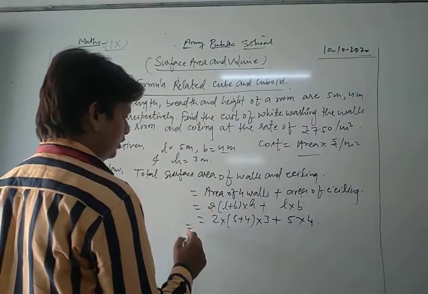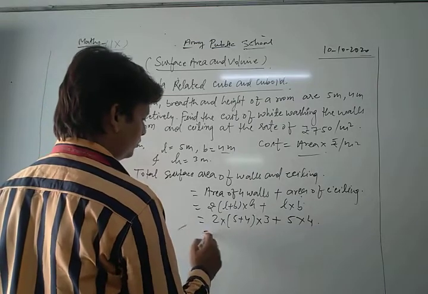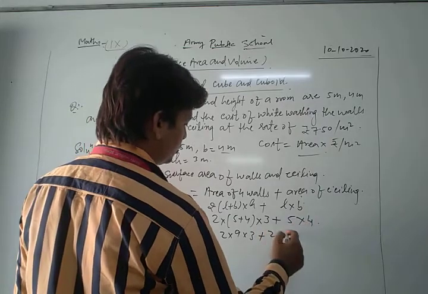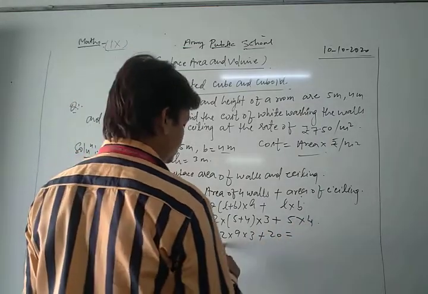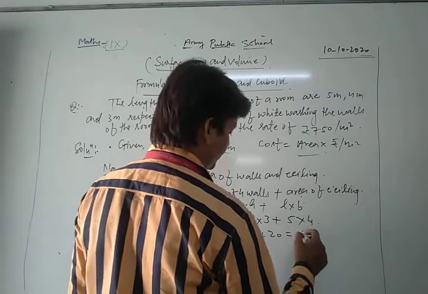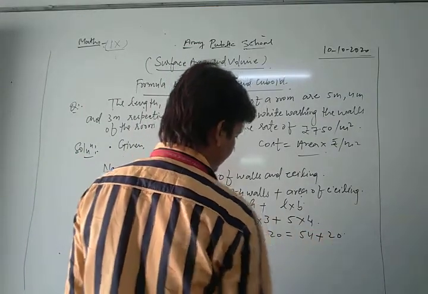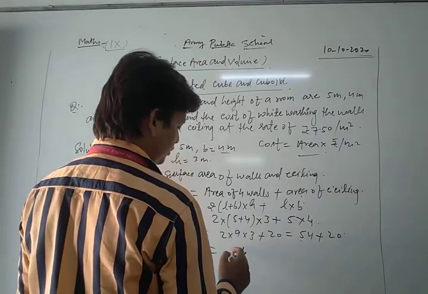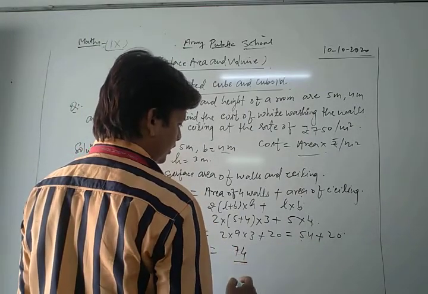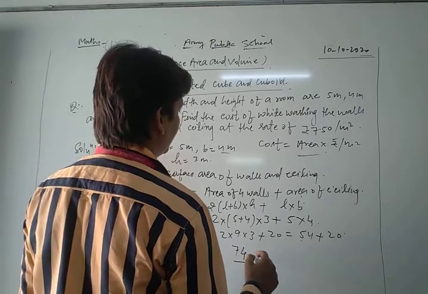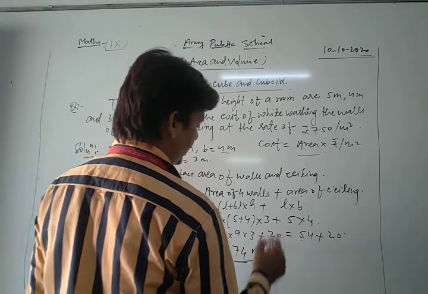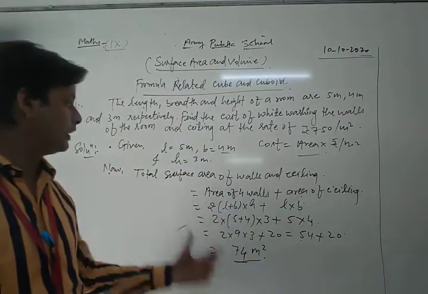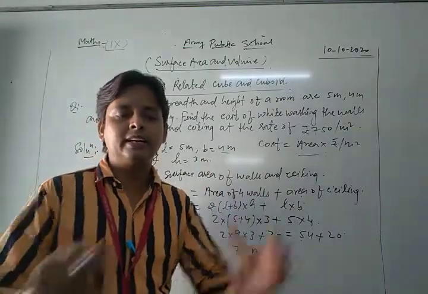Now let's see the solution. We get 2 into 9 into 3 plus 20, that is 54 plus 20, so we get 74 meter square. Dear students, this is the total surface area of walls and ceiling.